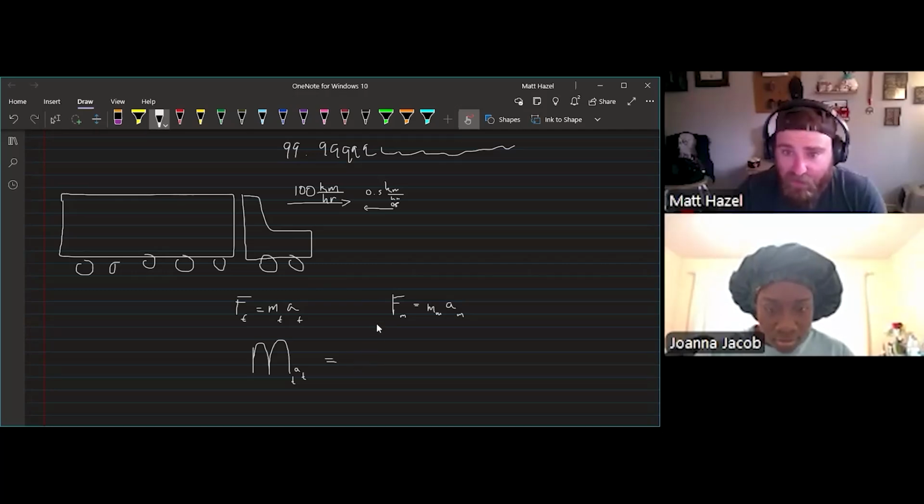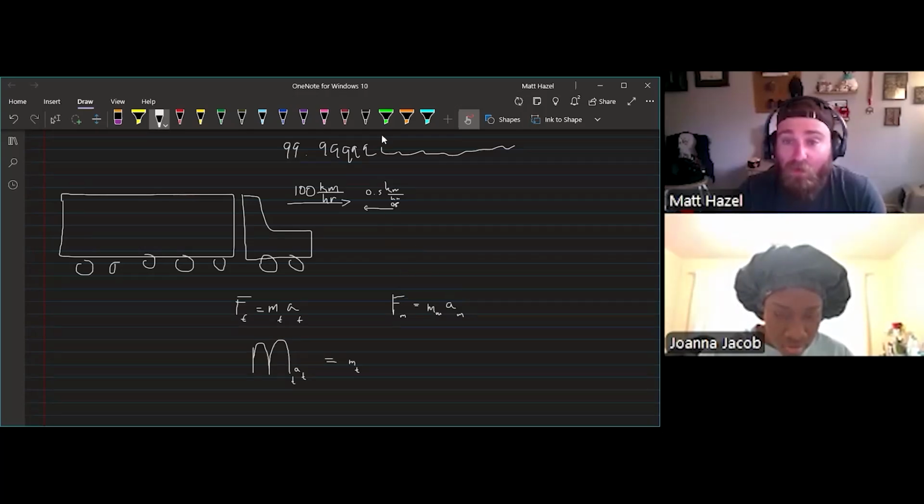Is the mass of the mosquito compared to the truck large or small? Very small. Is the acceleration experienced by the mosquito large or small? Small. That's where the question comes in.